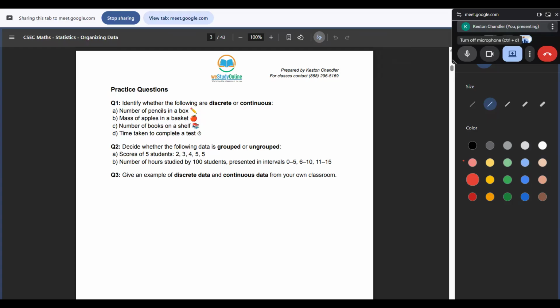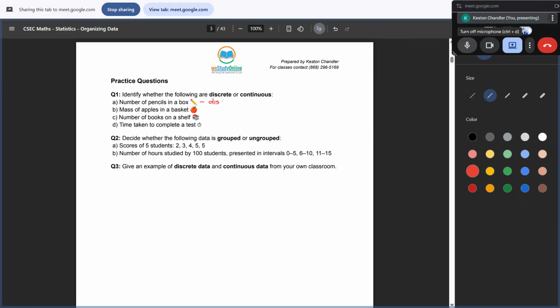All right. So identify discrete or continuous. Number of pencils in our box. We could count that individually. You wouldn't have 0.5 of a pencil or half a pencil, so this is discrete. Mass of apples in our basket. That'll be an example of continuous because this is something that we can measure on a scale. Number of books on a shelf, that's discrete. We could count that individually. They're countable. Time taken to complete a test, that's going to be continuous.